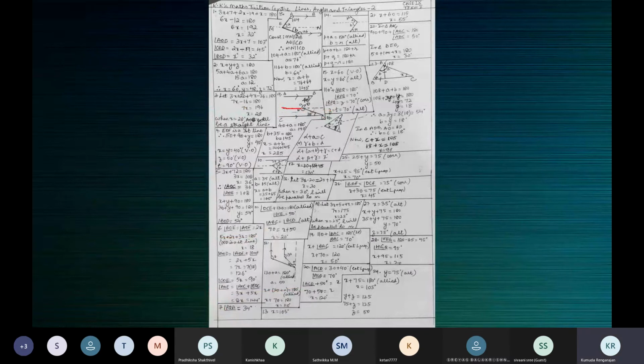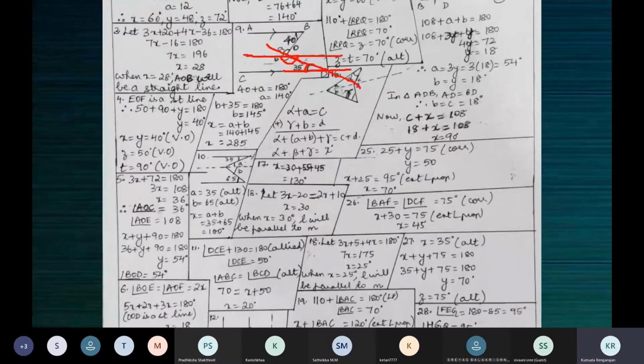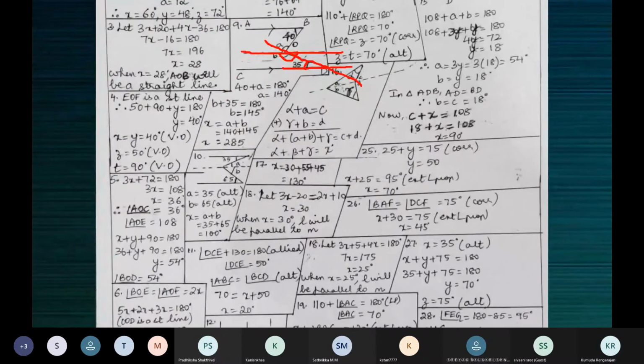So see here, you produce it. This is one line. This is the other parallel line. And this one is a transversal. Now you can see the two parallel lines and the transversal. So here is B and here is 35. So B plus 35 is equal to how much, Shivani? B plus 35 is equal to 180, ma'am.